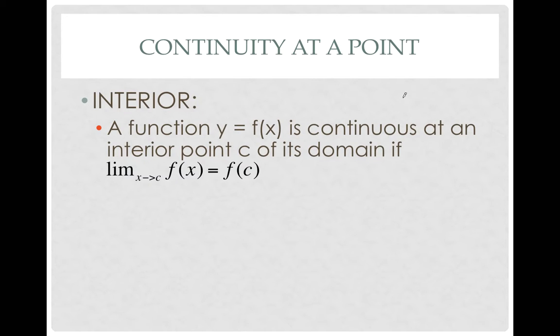So if we come along here and we have some graph, now we have a c value right here, and here is f of c right here. It's basically saying as x goes towards c from either side, it's approaching a value of y that is f of c by plugging in the c into my function f of x. That shows that it's continuous at the interior of my domain.